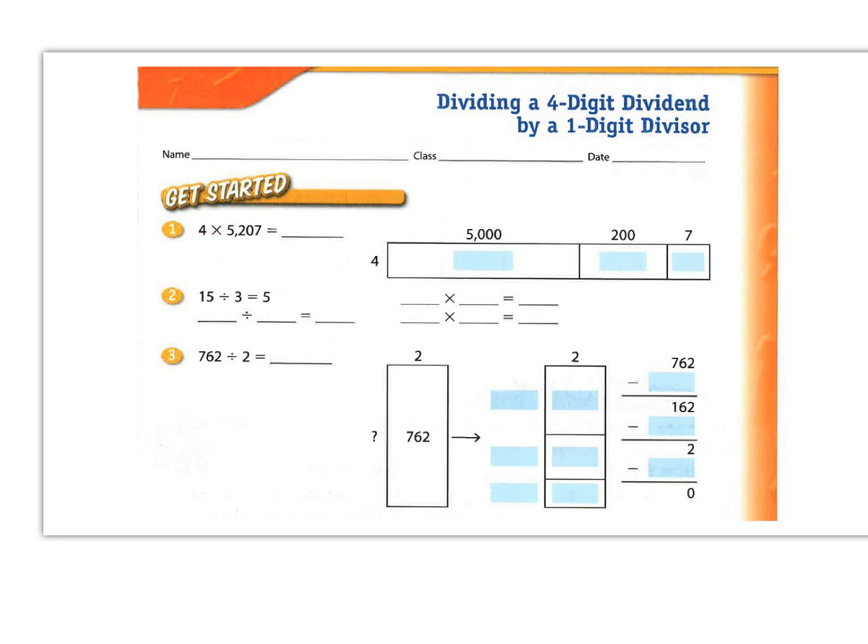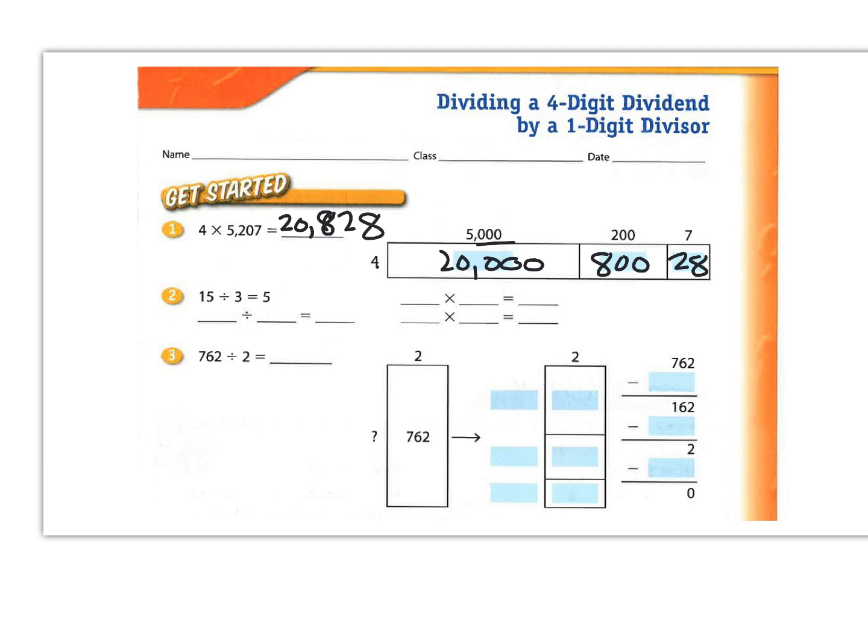So here's a reminder, 4 times 5,207. Remember this model? It's kind of nice because it makes it really easy. So you do 4 times 5,000, 4 times 5 is 20, and then you put on those 3 zeros, 1, 2, 3. And then you do 4 times 200, 4 times 2 is 8, put on those 2 zeros, and then 4 times 7 is 28. So then all you would need to do is add those up. So you do 20,000 plus 800 is 20,800, and then plus 28.